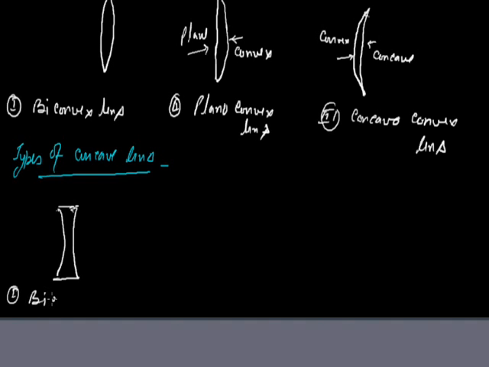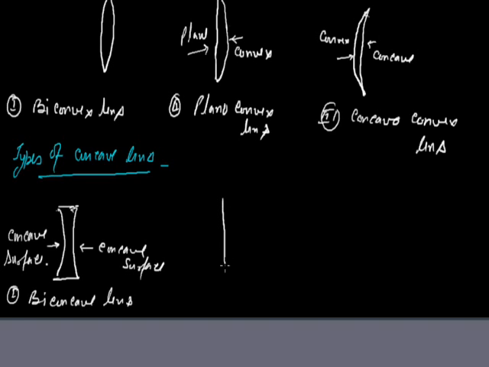So first type is biconcave lens. Both the surfaces are concave. And second type is plano-concave. One surface is plane and the other is concave. So it is known as plano-concave.